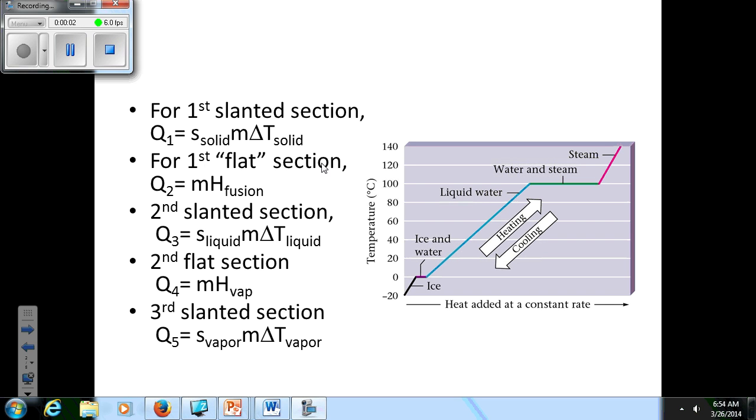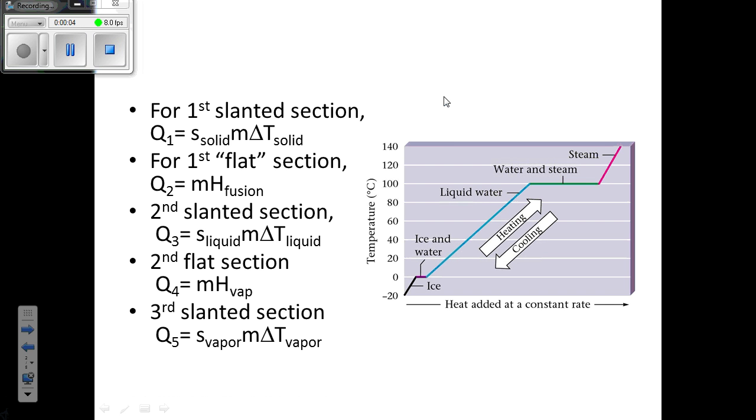In this video, we're going to do a couple of simple calculations having to do with change of state, specifically for water in this one. And so this is going to be our roadmap for what we're going to do. Remember, in the slanted sections, and there are three of those, ice, water, and steam, we will use the Q equals SM delta T equation.